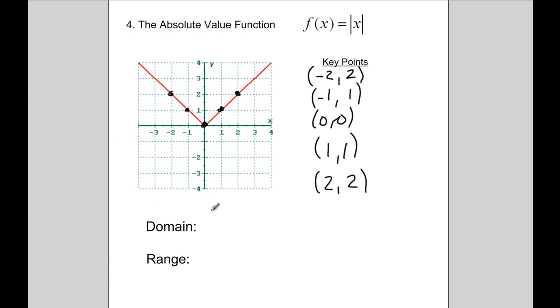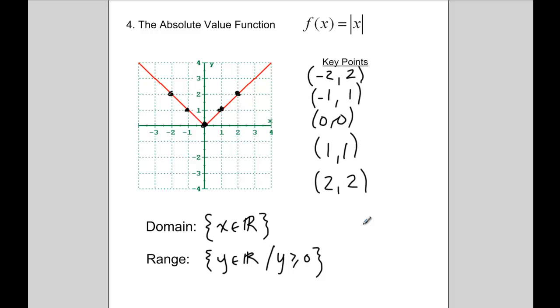Our domain and range for this one, though, is very similar to the quadratic, where our domain is always going to be x in the reals. You can put whatever number you want in for x and find the absolute value of it. And our range is just y in the reals. But again, our y values will never be less than 0, because our absolute value turns everything positive. So y has to be greater or equal to 0.